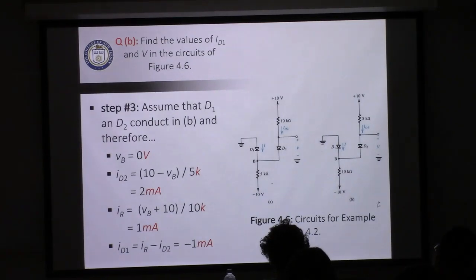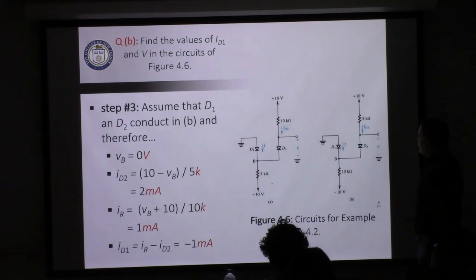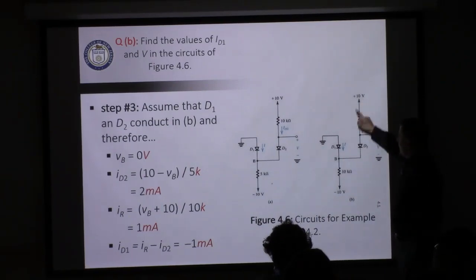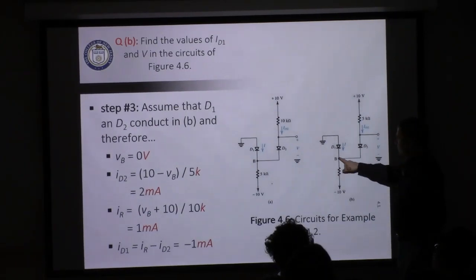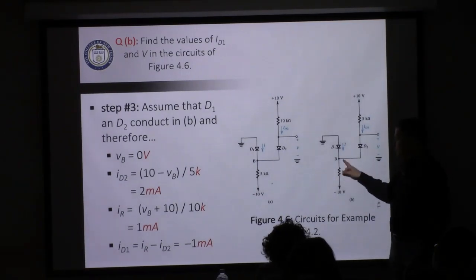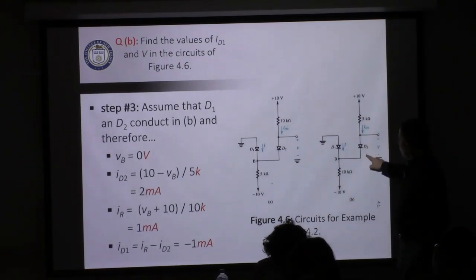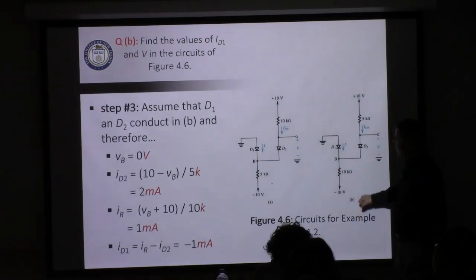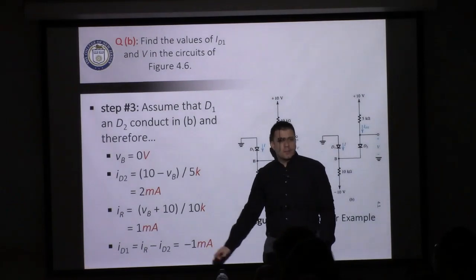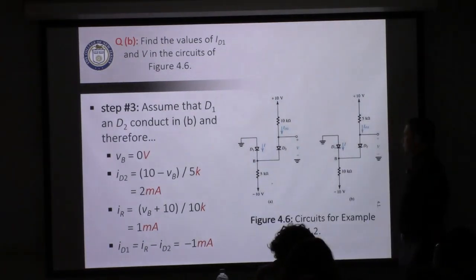Now let's try part B. We'll start off with the same assumption: conducting, conducting. So we know again VB is equal to 0. This current here will be 10 minus 0 over 5,000, which is 2 milliamps. This down here is going to be 0 minus a negative 10 over 10 kiloohms, which gives us 1 milliamp. So we have 2 and we have 1, which means that the difference is negative 1 milliamp. Okay, so is it coherent?